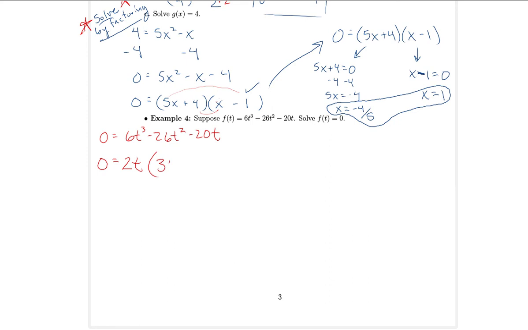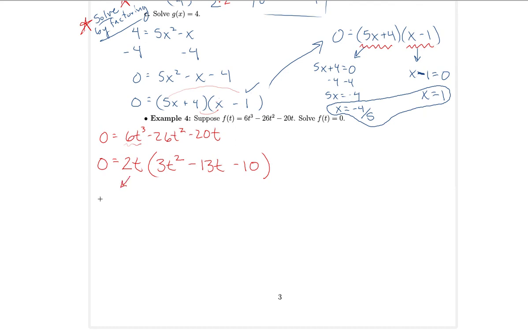So let's see what that leaves us with. 2t times 3t squared would give me 6t cubed. 2t times -13t gives me -26t squared. And then minus 10. Okay. All right, so what we have now is a similar situation to what we had up here, right? We have two things multiplied together equaling 0. And so what did we do in the last problem? We set each of those factors equal to 0. So we're going to do the same thing here.